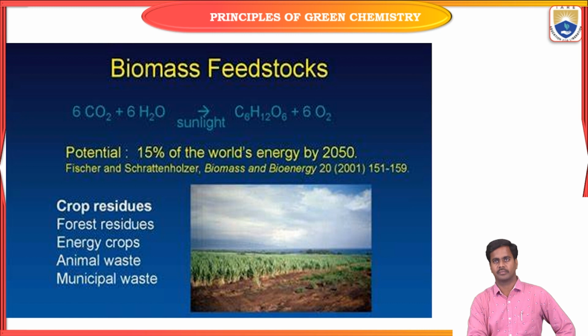Biomass feedstocks. One more example for feedstocks is biomass feedstocks. So 6CO2 plus H2O gives rise to C6H12O6 plus 6O2. Whatever carbon dioxide is formed in the environment is converted into C6H12O6 by sunlight. That's why it should be considered as a renewable feedstock.